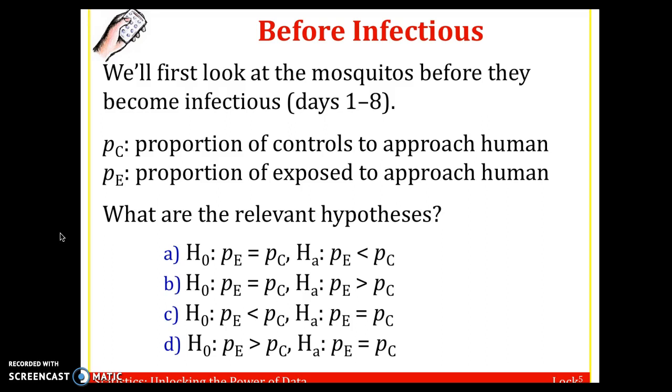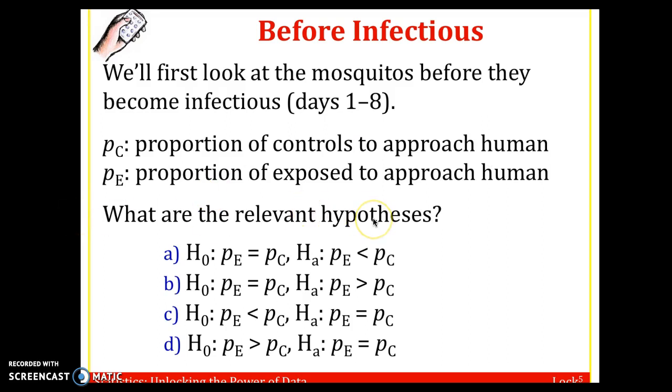So first look at mosquitoes before they become infectious. This is the first days. So we have two groups here. P sub C is the proportion of the control, mosquitoes that do not have malaria, that approach humans. And P sub E is the proportion of exposed mosquitoes that have malaria that approach humans. But again, keep in mind that in the first 8 days, the mosquitoes cannot infect humans with malaria.